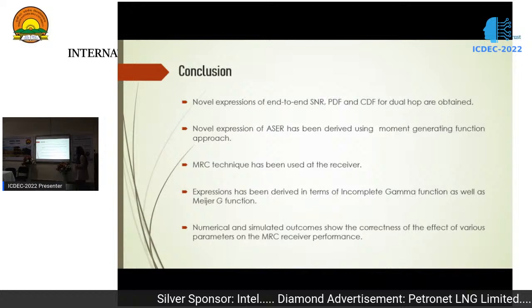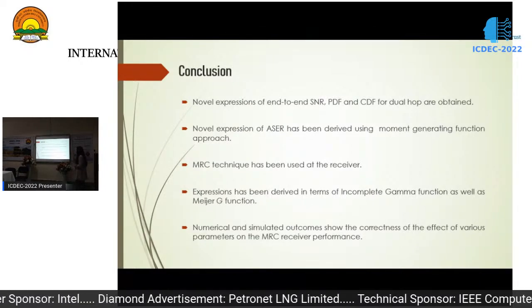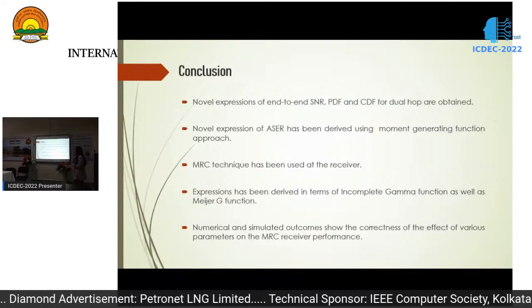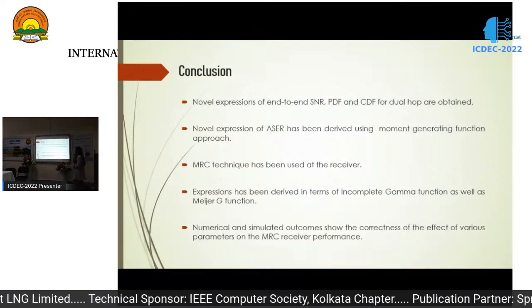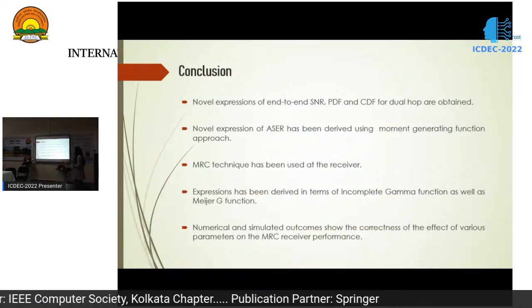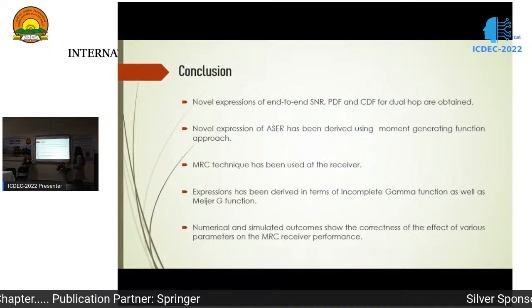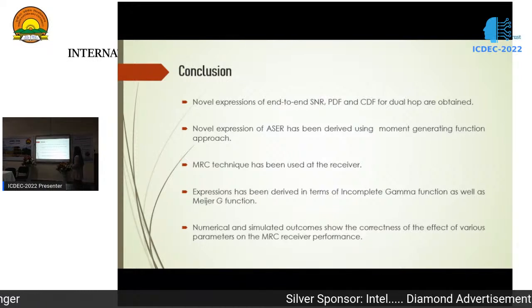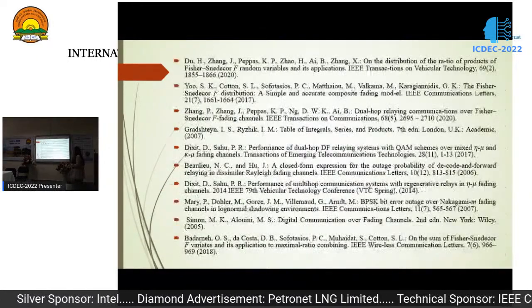So the conclusion is that we have taken the expressions of end-to-end SNR, PDF, and CDF for the dual hop. Expressions of SER have also been derived using the moment generating function approach. Then the MRC technique has been used. These expressions are all derived either in incomplete gamma function or in Meijer G function. The numerical and simulated outcomes show the correctness of the effect of the various parameters on this MRC receiver. These are the references used for the framework.